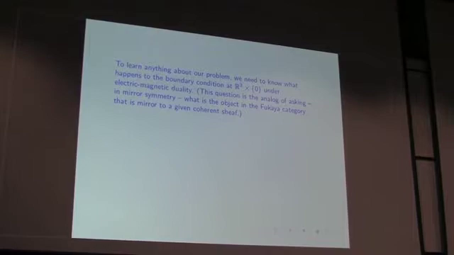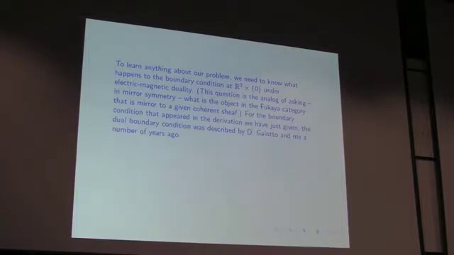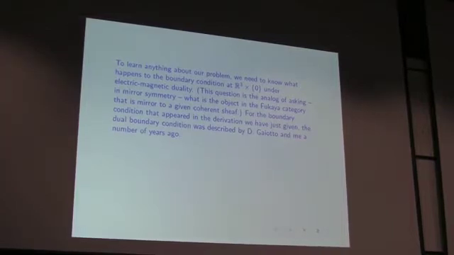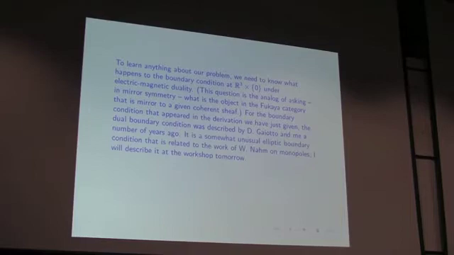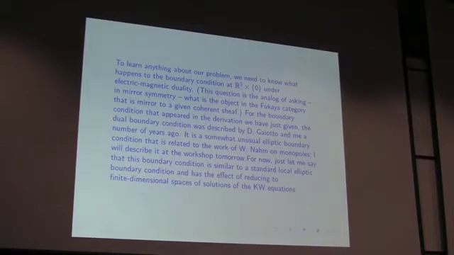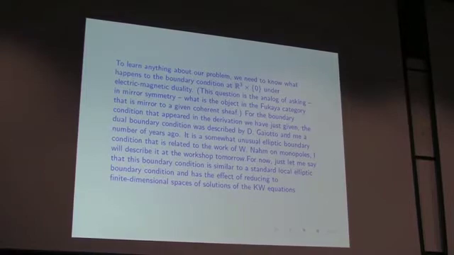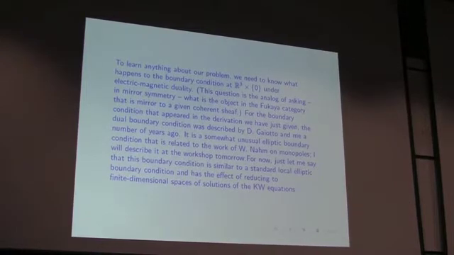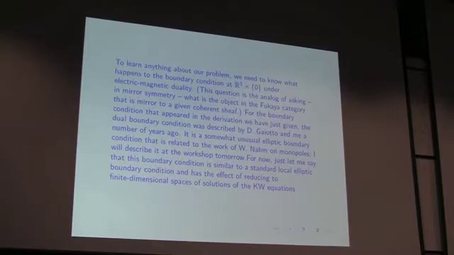In mirror symmetry, you have to ask what's the object in the Fukaya category that's mirror to a given coherent sheaf. And not everyone here will recognize it, but the question in the last sentence is a 4-dimensional analog of that kind of question. For the particular case of interest, the dual boundary condition was described by Gaiotto and me a number of years ago, so luckily that information is available. It's a slightly unusual elliptic boundary condition, which I'll describe in tomorrow morning's lecture. So today all I'll say is that it has the same property as a standard elliptic boundary condition, which is that it reduces us to finite dimensional spaces of solutions of the KW equation.